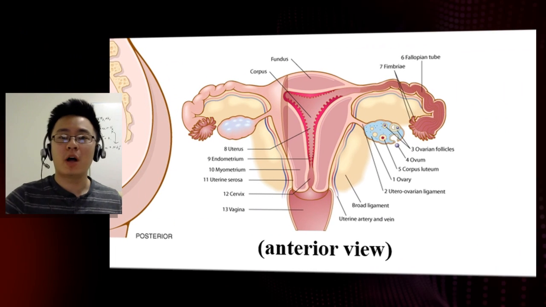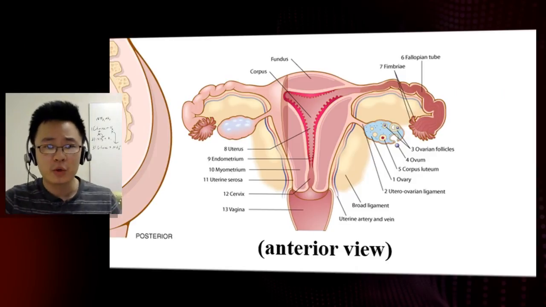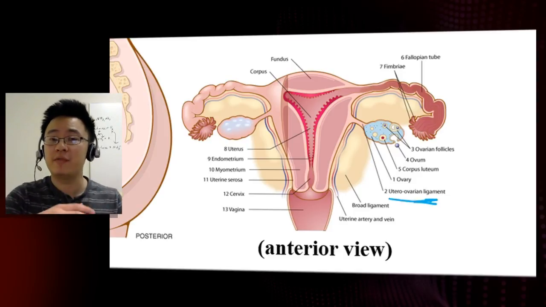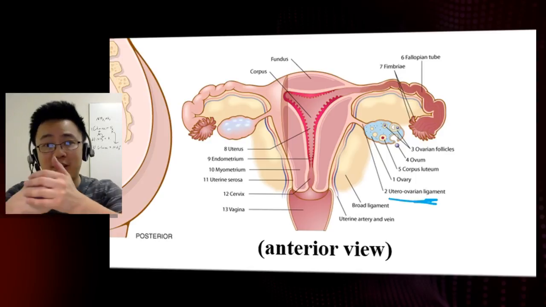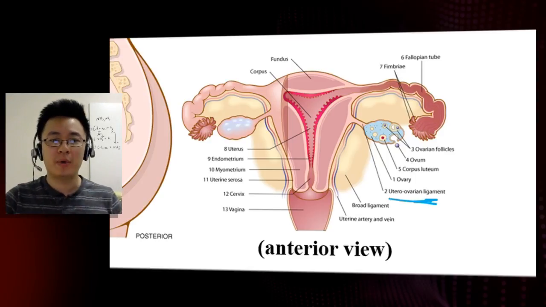All right, let's go ahead and talk about the organs of the female reproductive system. As you can see, we do have the ovaries right over here. Now, the ovaries are attached to a ligament there, right here. They have a utero-ovarian ligament that keeps them attached. A lot of individuals believe that the ovaries are attached to the fallopian tube. Not quite. Okay, we'll talk more about that a little bit later.